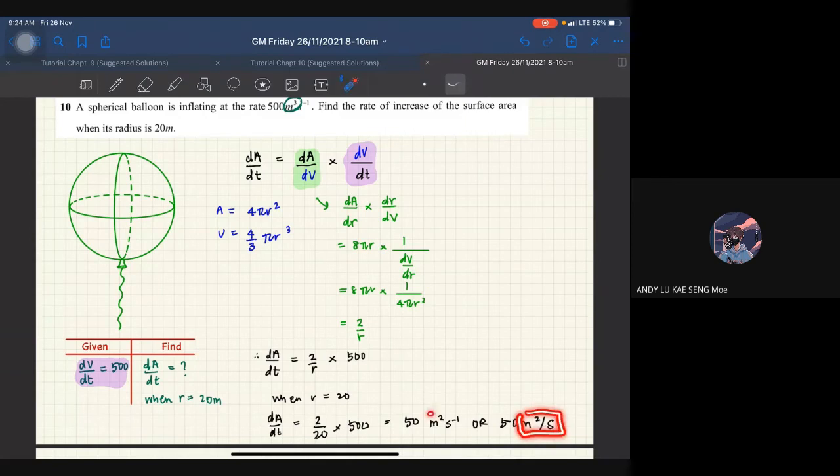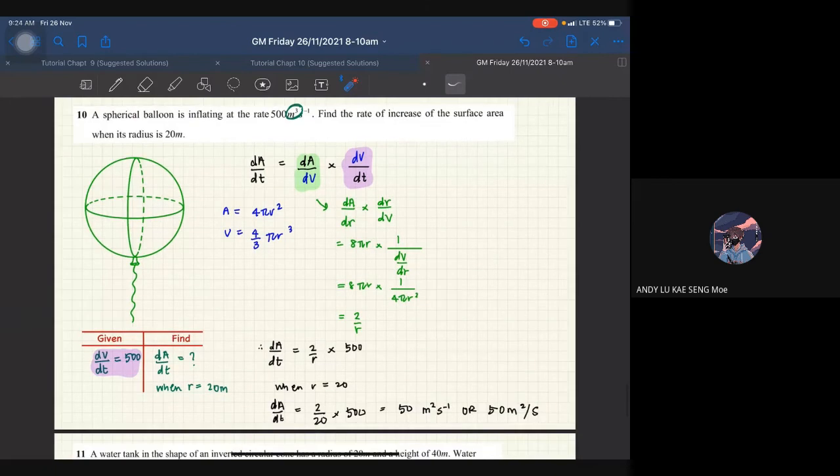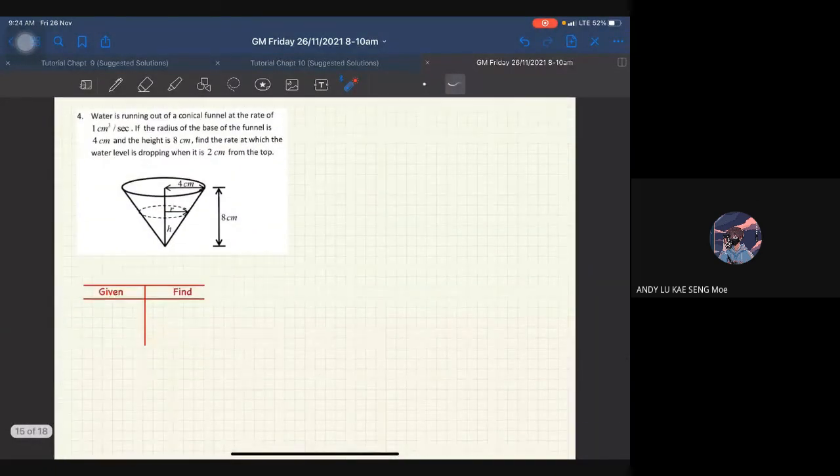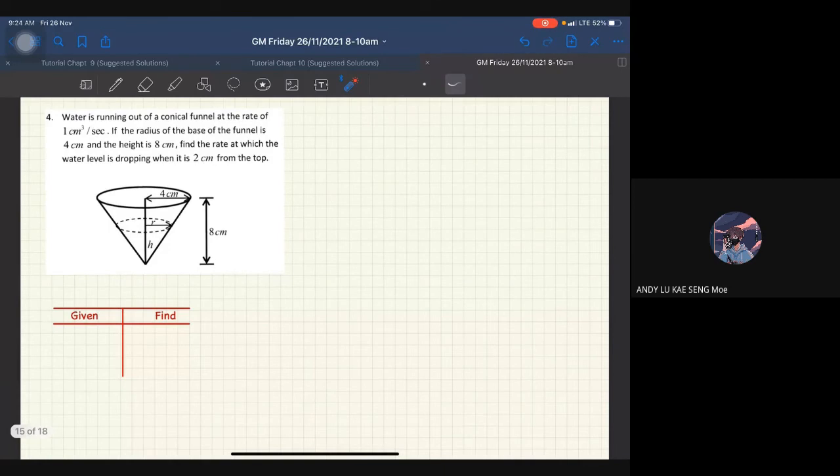So itu adalah kita punya dV dt. That one is our dV dt. Okay, so actually dV dt is negative sebab dia berkurang daripada full dekat dalam ni. So dia berkurang dengan kadar 1 cm cube per second. Okay, so apa awak dapat kat situ adalah negatif 1. Okay, and then if the radius of the base of the funnel is 4 cm, so kita punya radius untuk kita punya cone sekarang adalah 4 cm, this one. And then tinggi adalah 8 cm, height of the cone is at 8 cm.